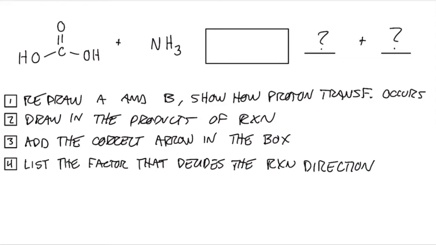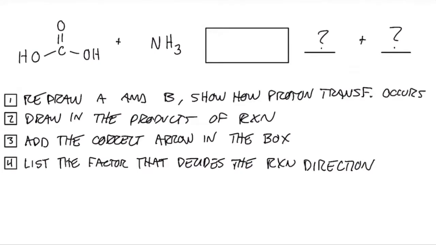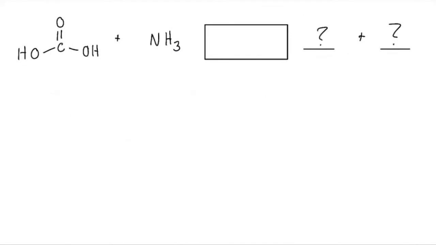Next, you'll draw the products of the reaction. Then you'll add the correct arrow in the box based on either comparing benchmark pKa's or listing the factors and comparing them that way. And at the end, I will want you to choose the factor that makes the strongest acid stronger. So we'll come to what that means as we go through this example. So on this next slide, we have the exact same thing, just cleared out those instructions to give us a little bit more room to work.